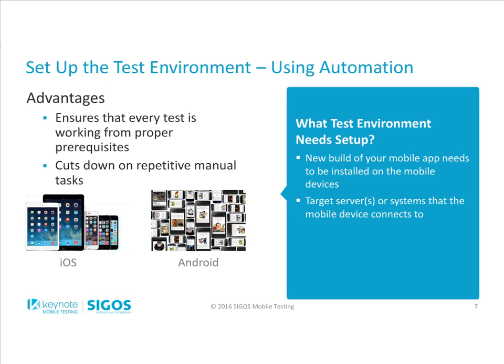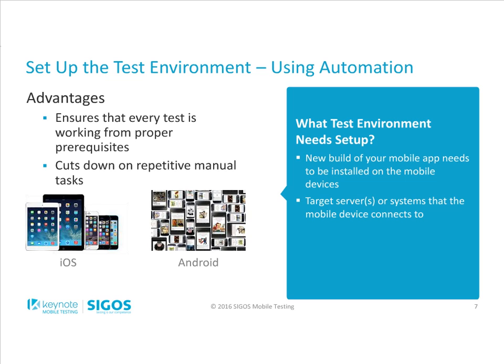So what test environment needs set up? We mentioned on the last slide, the new build of your mobile application. Your developers have a new build, whether it's sitting in your CI system, so something like Jenkins, TeamCity, Git. You need to deliver that application now to the mobile device or devices. Now, how do you do that?